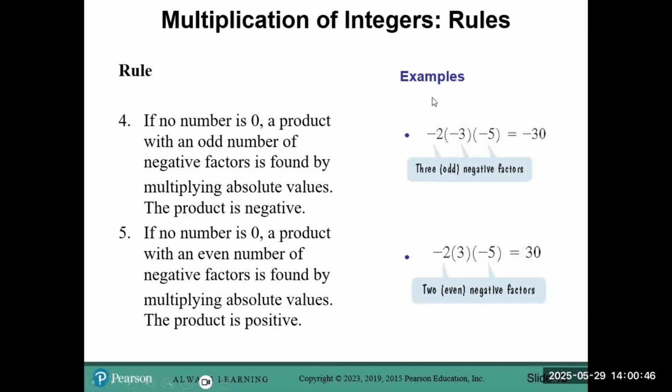Another way of thinking about this is anytime I have an even number of negative factors, they'll all cancel each other out because pairs of 2 cancel each other out. Anytime I have an odd number of negative factors, there's going to be one leftover. So all the even pairs will match up and cancel each other out, and then I'm left with the odd man out. An odd number of negatives gives me a negative result, and an even number of negatives gives me a positive result. That's what I meant to say.